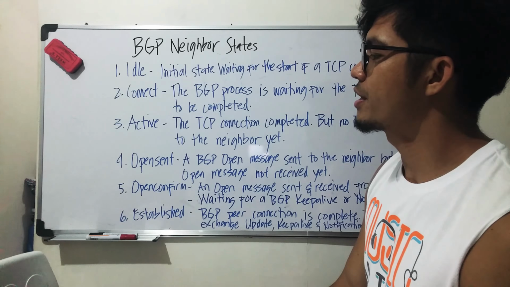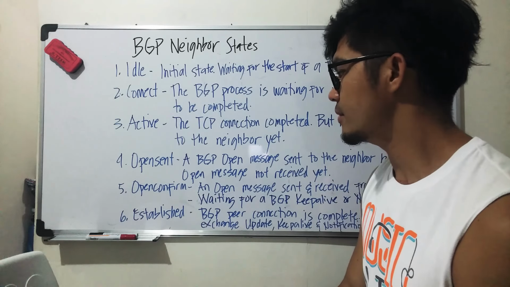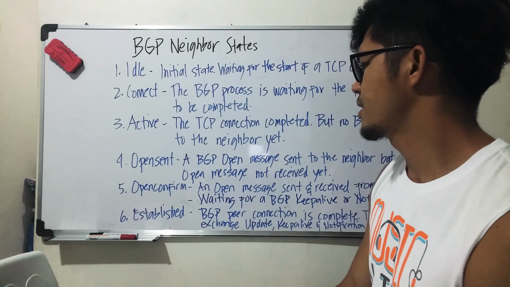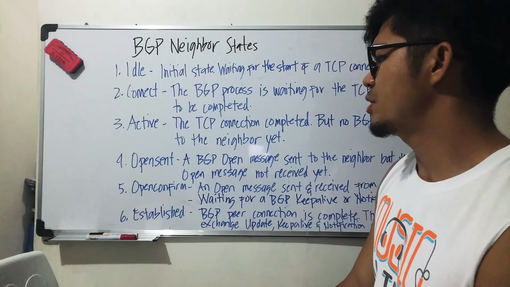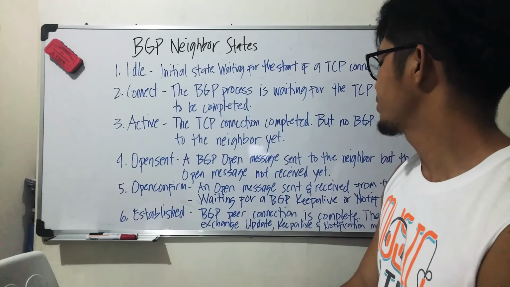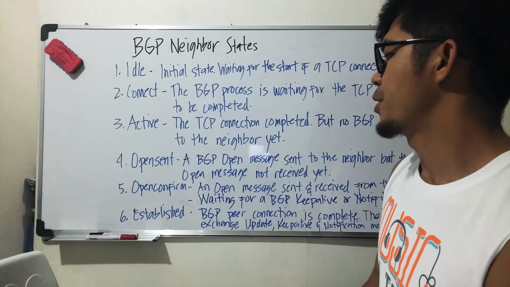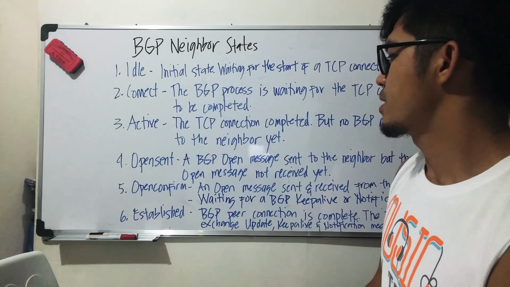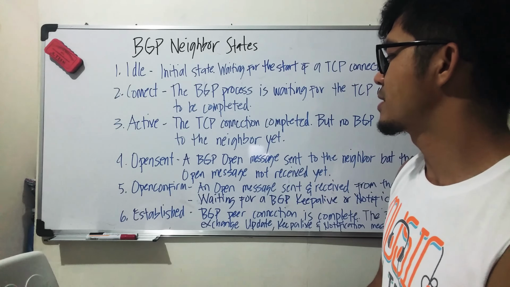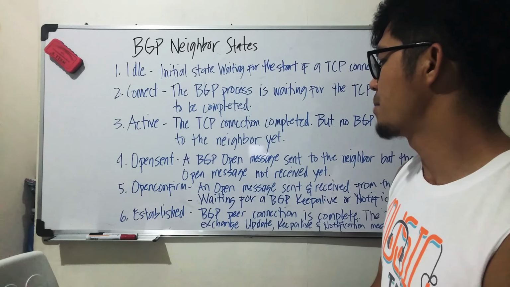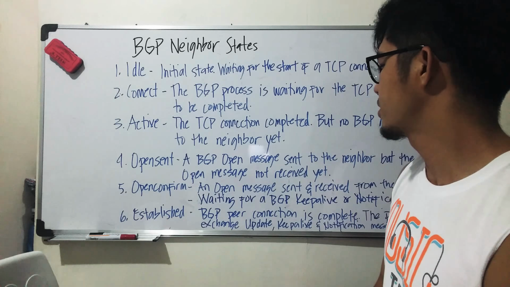Number 4 is Opensent. In this state, a BGP Open message has been sent to the neighbor, but a matching Open message has not been received yet from that neighbor.